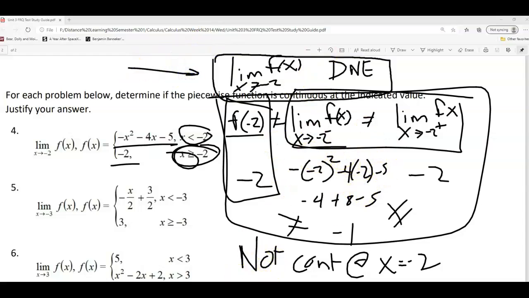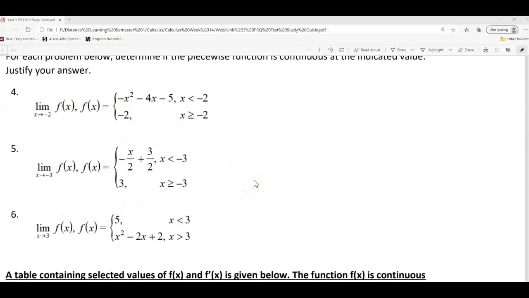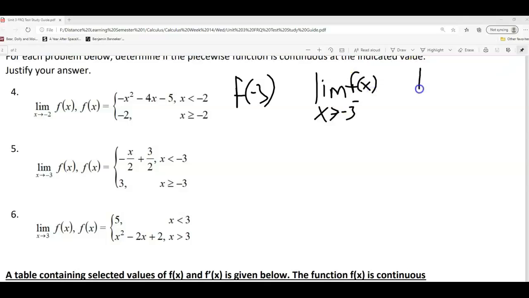I'll still give you credit for this here, but to be safe, you might want to include that in your answers. Develop the habit now, because on the AP, you hate to do all that and leave that off and have them be grumpy about that kind of stuff. So, all right, let's take a look at number 5 here. This time we're approaching -3, so we need to find out what is f of -3. We need to find out the limit as x approaches -3 from the left and from the right.